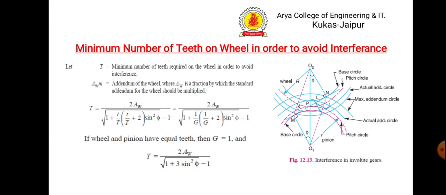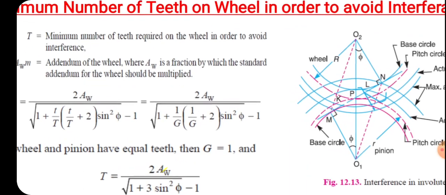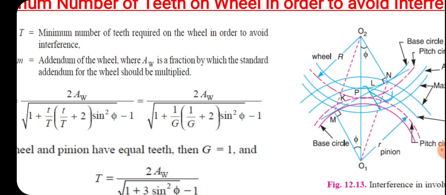But if you want to find out the minimum number of teeth on the wheel to avoid interference, then the formula will change and it will be 2Aw upon (root under 1 plus (1 upon G) into (1 upon G plus 2) sin square phi minus 1).